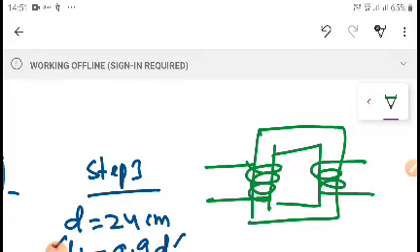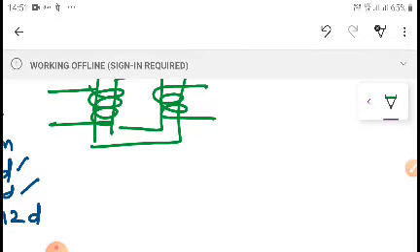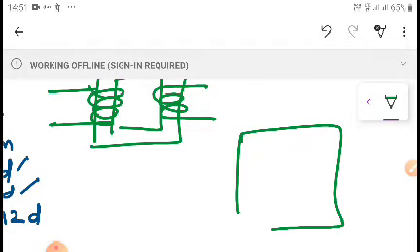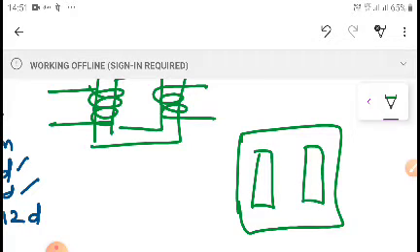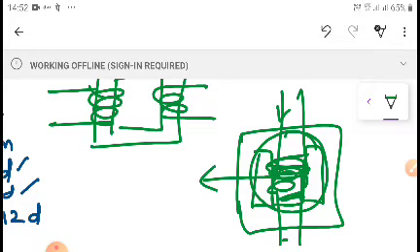For example, in case of the shell type, we are going to draw it in the central limb. Okay, so here the winding is wound on the primary side and the winding is on the secondary side, central to avoid the leakage. So this is the primary, this is the secondary. The winding may be in the central limb only, just like I have shown. So I am going to draw this figure here.